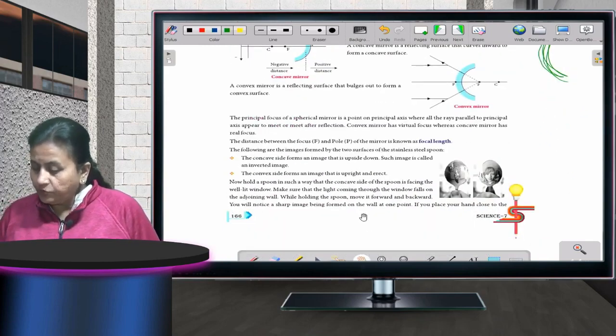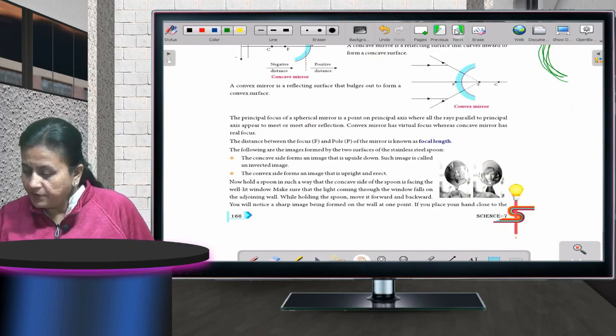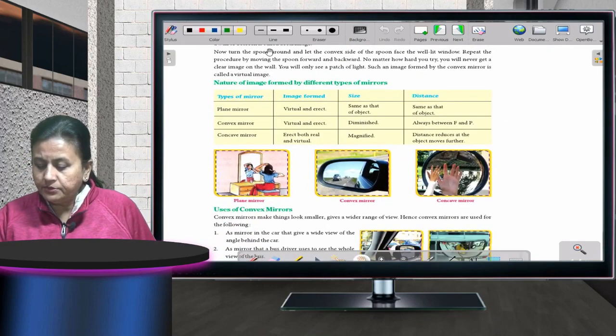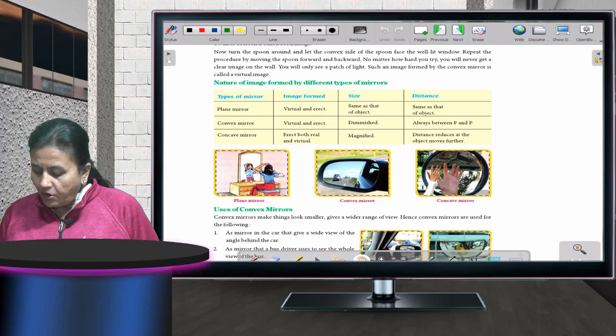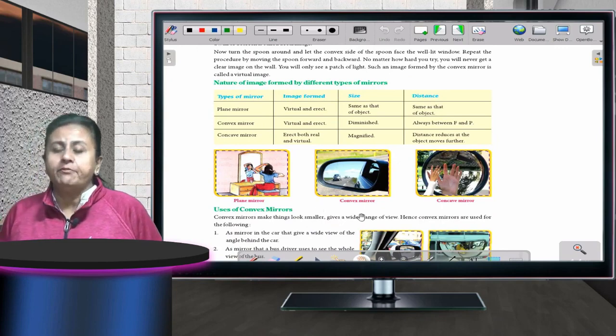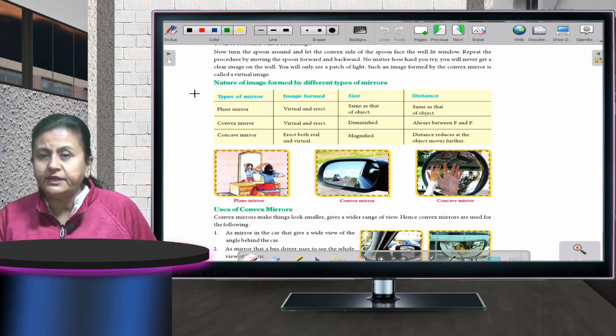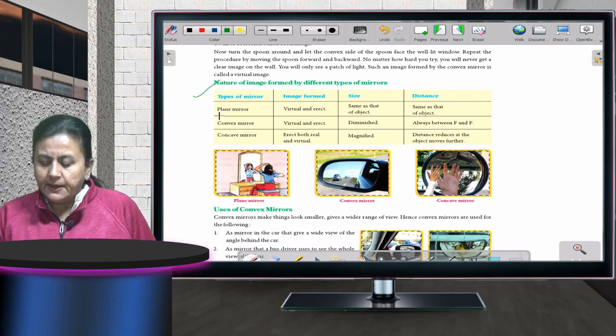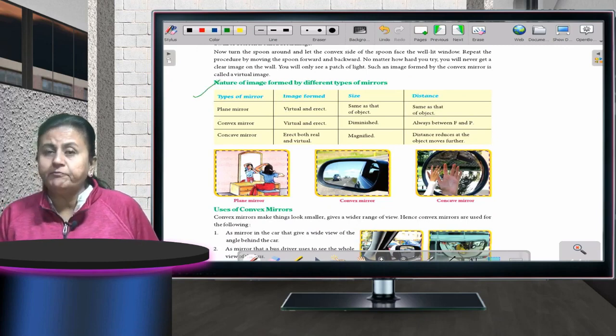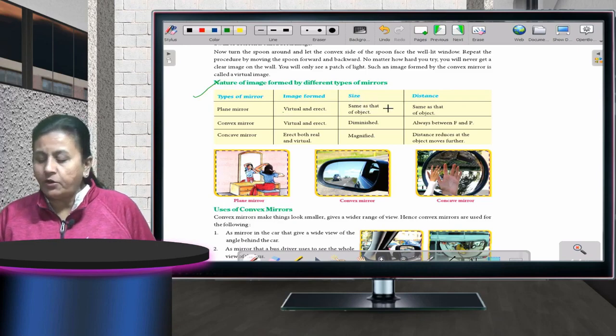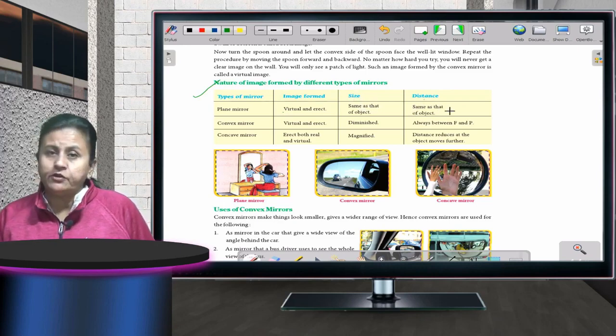This you can go through yourself. This is simple. Now, nature of image formed by different types of mirrors. This is very important. Just go through it. In plane mirror, the image formed is virtual and erect. Size same as that of the object, distance same as that of the object, which I have told you.